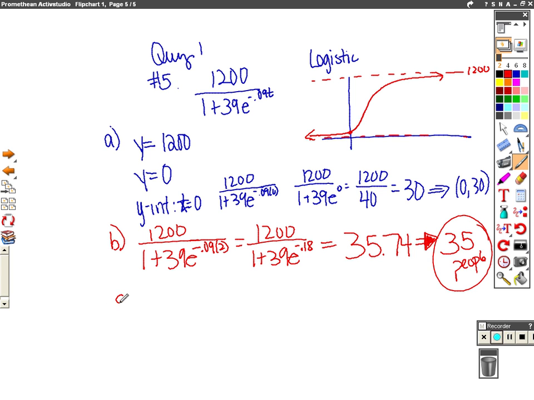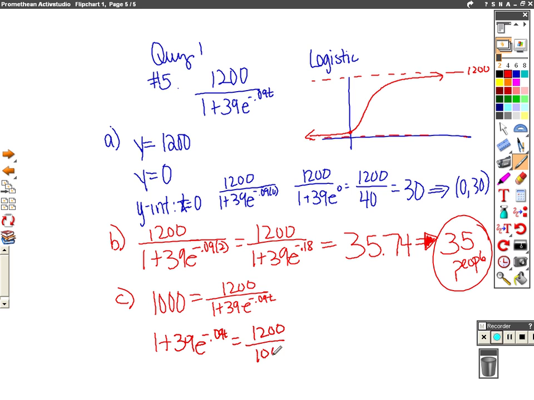And C, how long does it take to reach 1,000? So I'm going to have 1,000 here equals 1,200 over 1 plus 39 e to the negative 0.09. And I'm looking for the value of t. At this point, you should be able to solve these out by hand. Like this, and keep going with this.